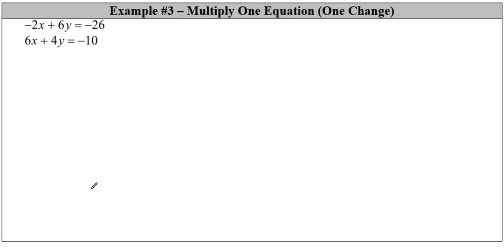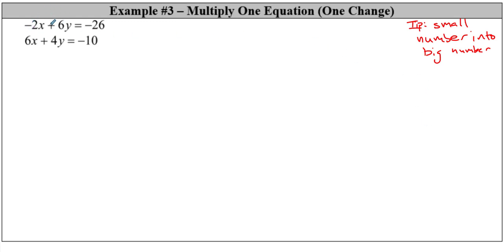Okay, this is where we're going to have one change because we do not have the same coefficients on either of these terms. We got a 2, we got a 6, we got a 6, we got a 4. Since none of them are the same, we're going to have to change one of these equations. And the reason that there's only one, I want you to think of this little tip. Maybe write this in. Maybe a good way to think about it is small number into big number. This is a good way to figure out if you need to only multiply one equation or if you might need to multiply both.